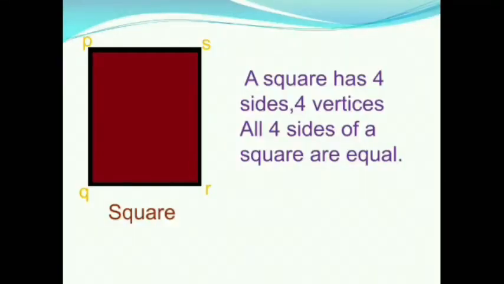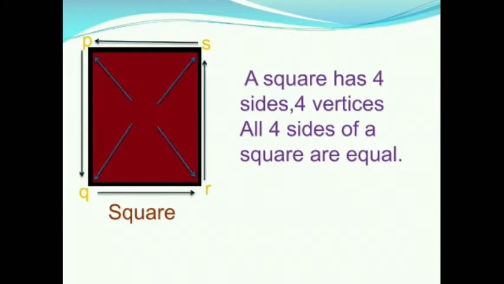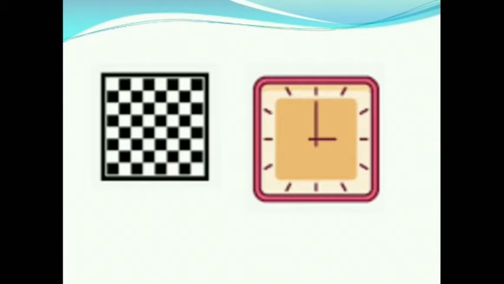Now we will learn about square. A square has four sides, four vertices. All four sides of a square are equal. Let us see some examples of square-shaped objects. This chessboard looks like a square, and this clock also looks like a square. There are so many things in your house which are in square shape. Find it out.